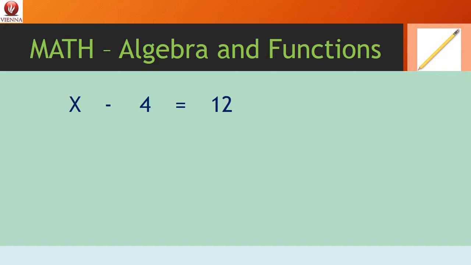Same concept, x minus 4 equals 12. To isolate that variable x, we'd want to add 4 to both sides in this case. So x would equal 16.